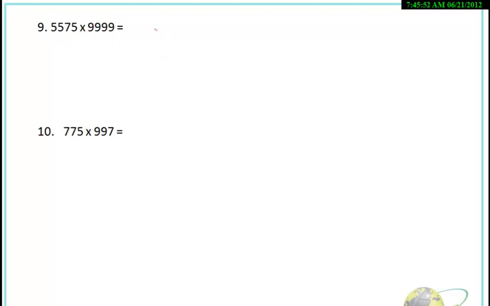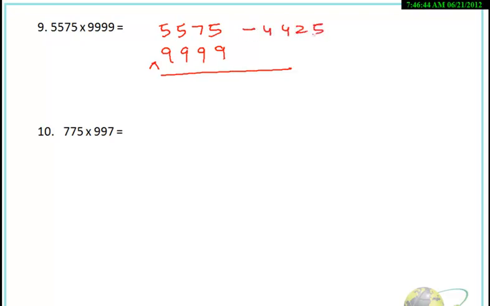Now it is 5575 and 9999. This number is 4,425 less than 10,000, and it is minus 1, and from this multiplication we have to fill up 4 digits which we are getting already, so it's 4425, and from this subtraction we'll be getting 5574. Okay, so the calculation is very simple.